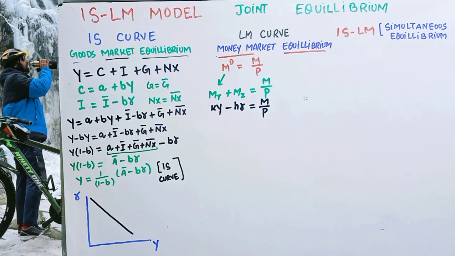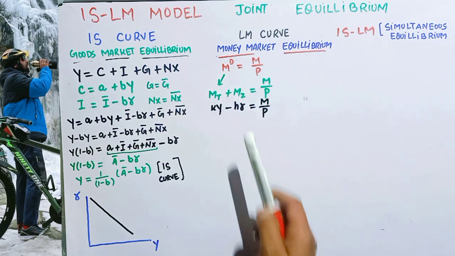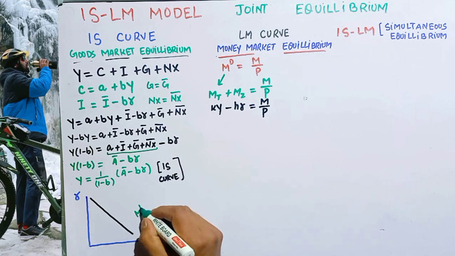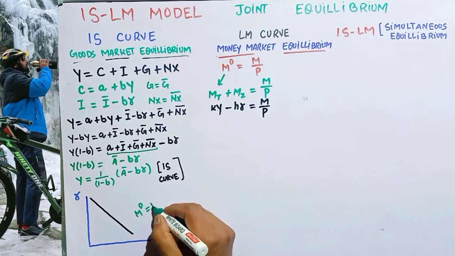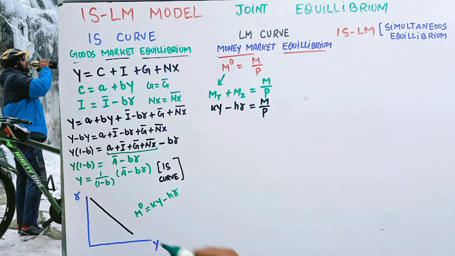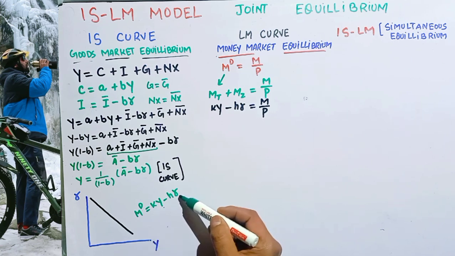Now what does this tell us? It simply tells us demand for money has two components. Let me write it here for the sake of understanding. Demand for money is equal to KY minus HR.